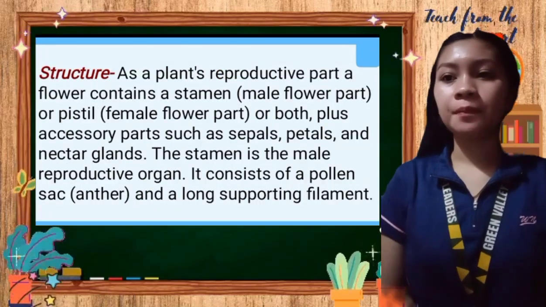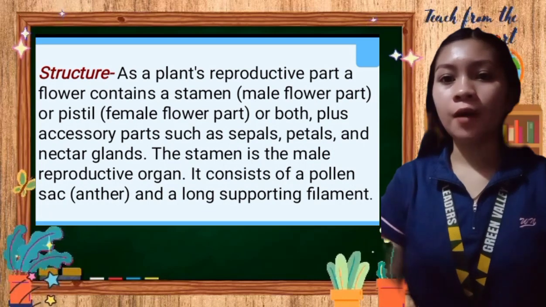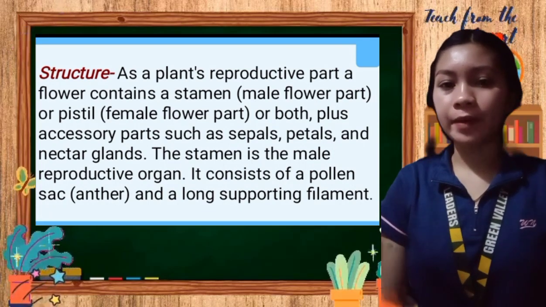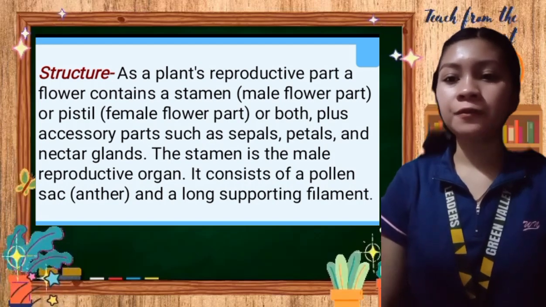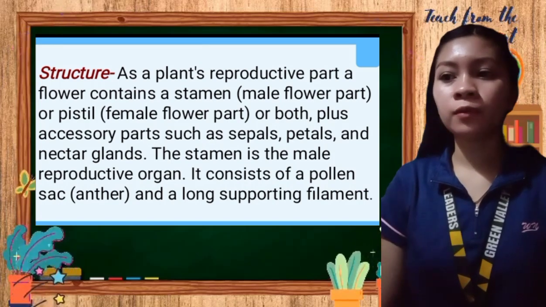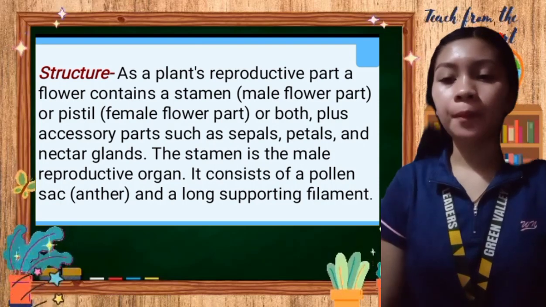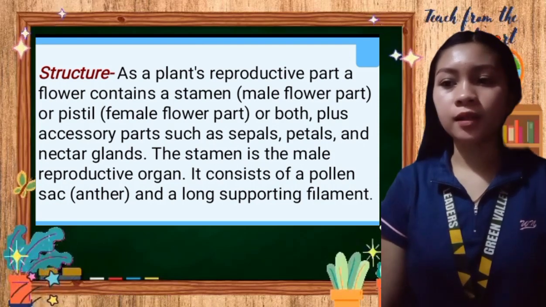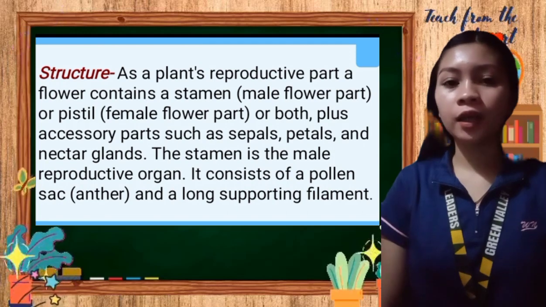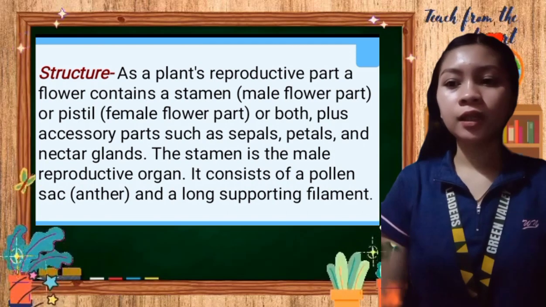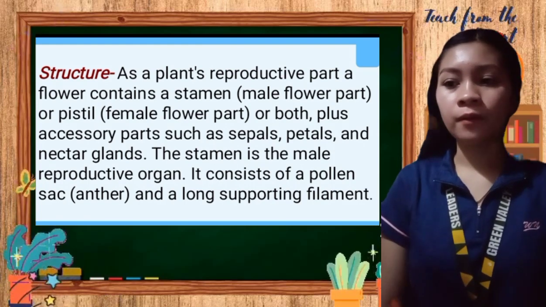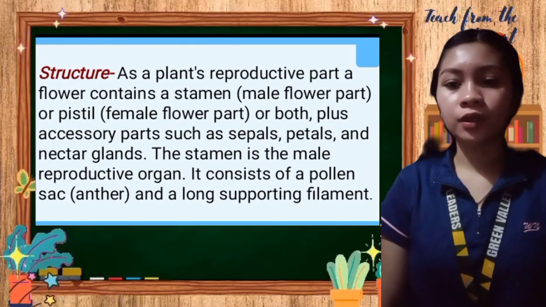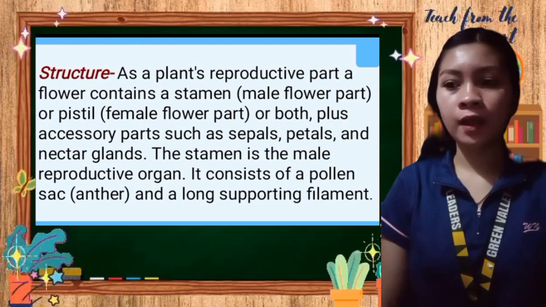Structure. As a plant's reproductive part, a flower contains a stamen, a male flower part, or a pistil, a female flower part, or both, plus accessory parts such as sepals, petals, and nectar glands. The stamen is the male reproductive organ and consists of a pollen sac, the anther, and a long supporting filament.